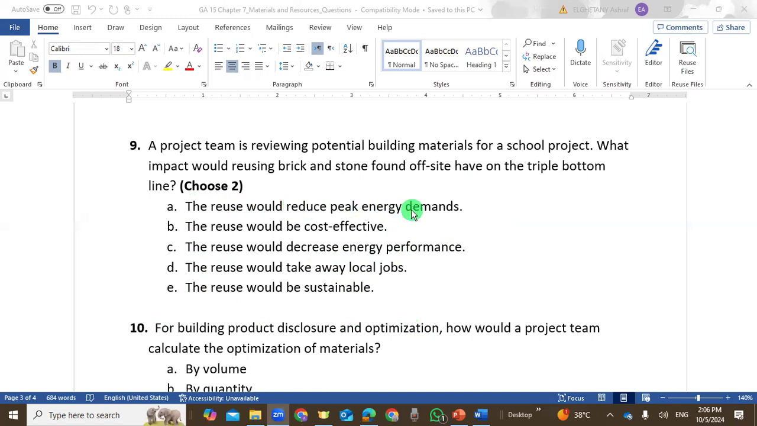Peak energy demand, it's not related. The reuse can be cost effective. Yeah, it can be cost effective, but let's see the other C and D first. The reuse would decrease energy performance, it's not related. The reuse would take away local jobs, it's not related. So the answer is B and E. In these types of questions, you need to read every option and exclude some points and see what is the most logical.